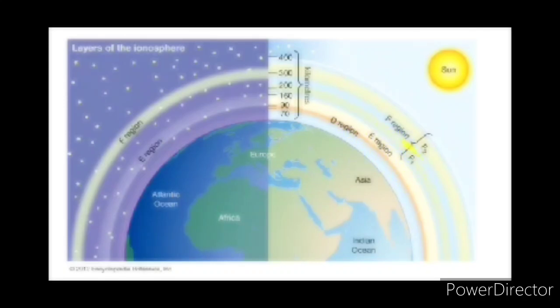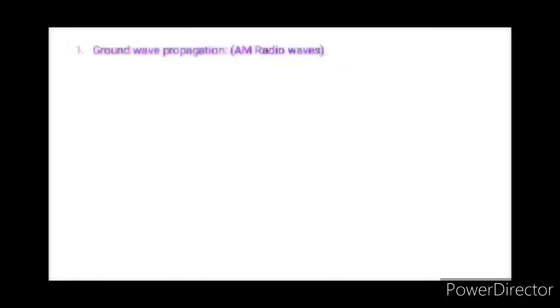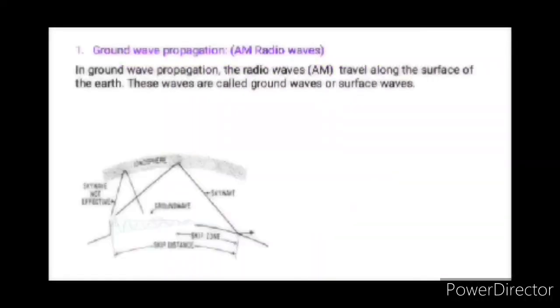First, ground wave propagation. Amplitude modulated waves are used for this propagation. In ground wave propagation, the radio waves, amplitude modulated, travel along the surface of the Earth. These waves are called ground waves or surface waves. In fact, these waves are not confined to the surface of the Earth, but they are guided along the Earth's surface and they follow the curvature of the Earth.